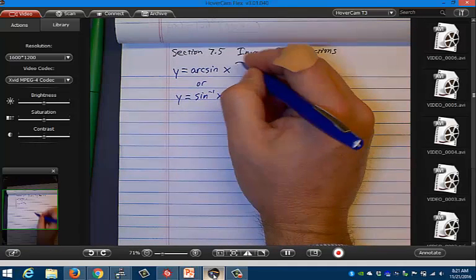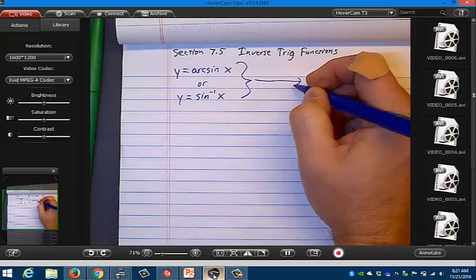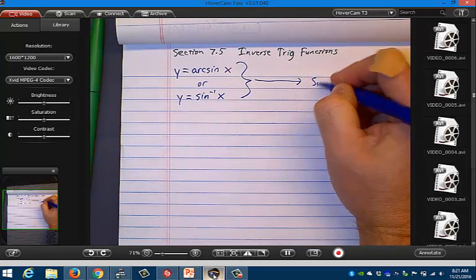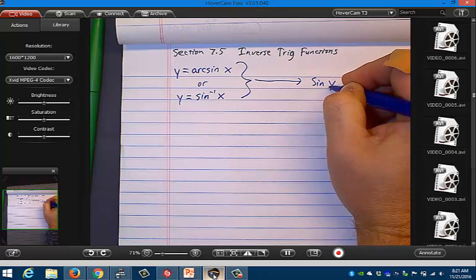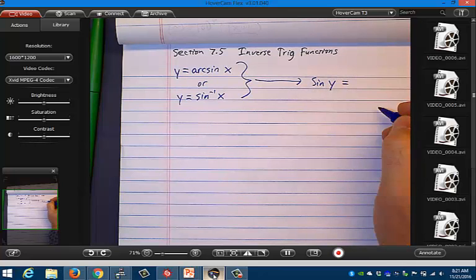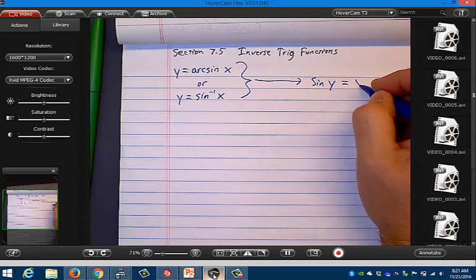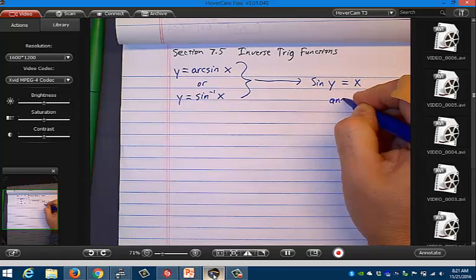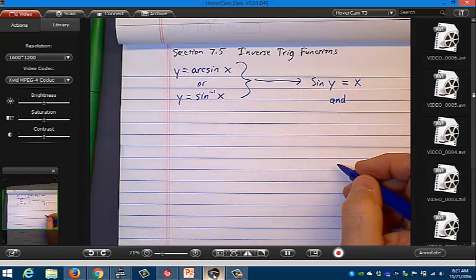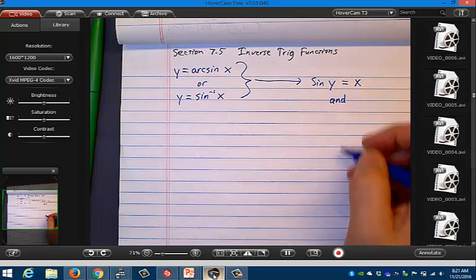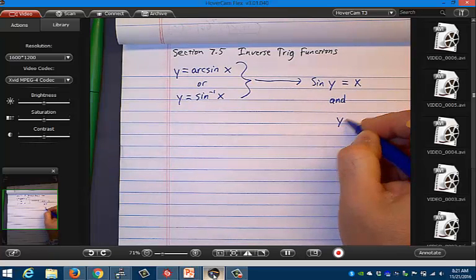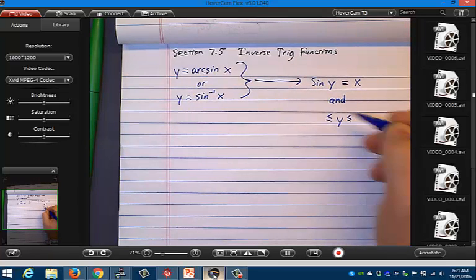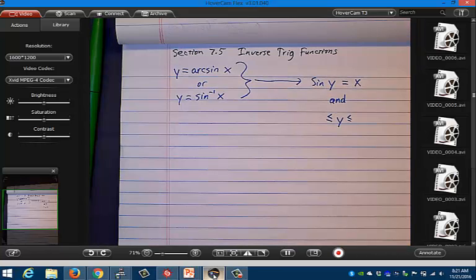These mean a couple of things. These mean, first of all, that the sine of y is equal to what? x. And there's one other important thing here. y is between two values, okay? y has to be between two values here.